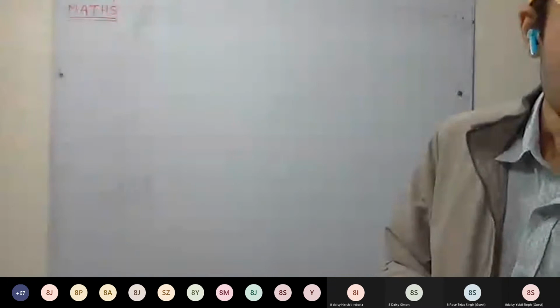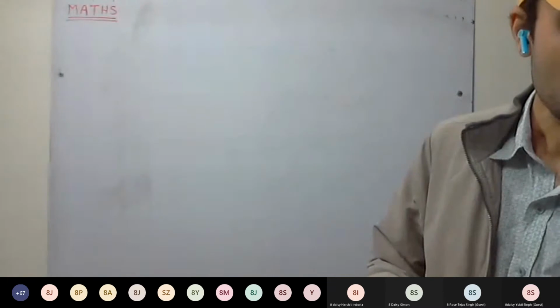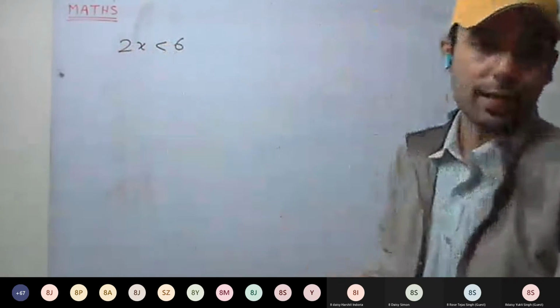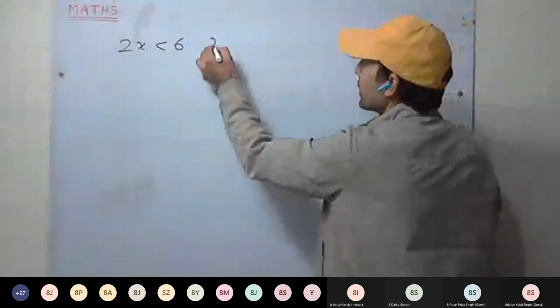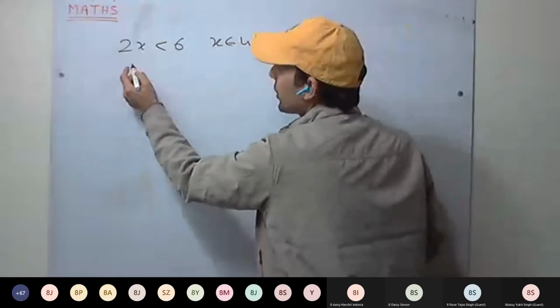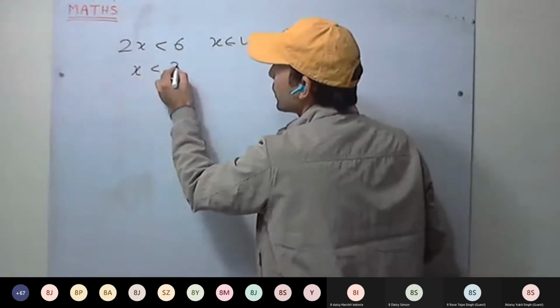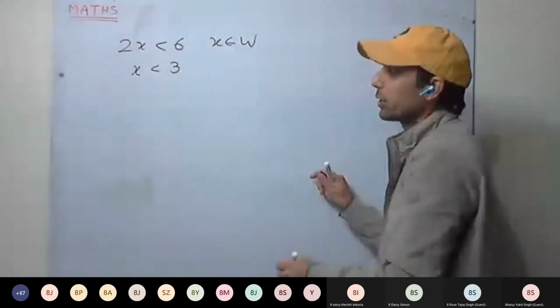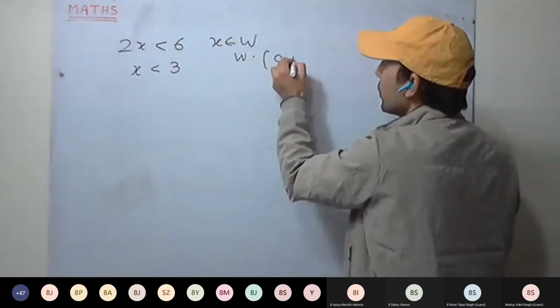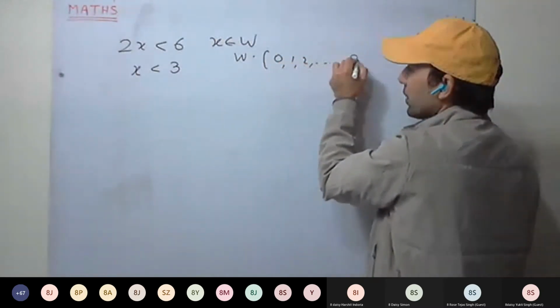Second, third: 2x less than 6, and x belongs to whole numbers. So it will be what? x less than or equal to 3, 6 by 2 will be 3. And whole numbers is what? 0, 1, 2 up to infinity.